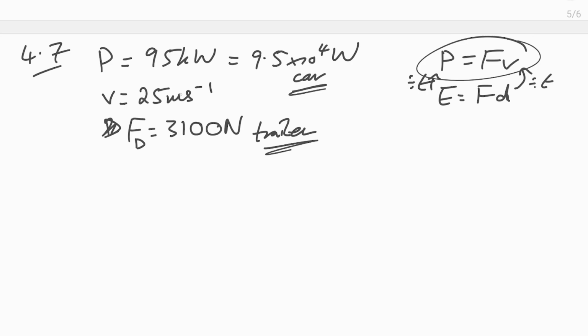Okay, so the first thing we need to do is go back to our graph all the way back. So 25 gets us to 3,000. What is the point in telling us that then, if you're just going to give us the drag force already? Oh my days, I'm starting to lose faith in AQA. Right, so we don't care about that.